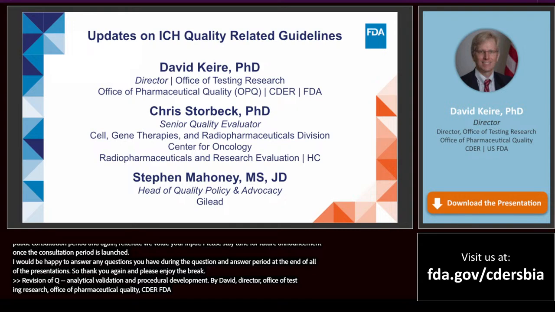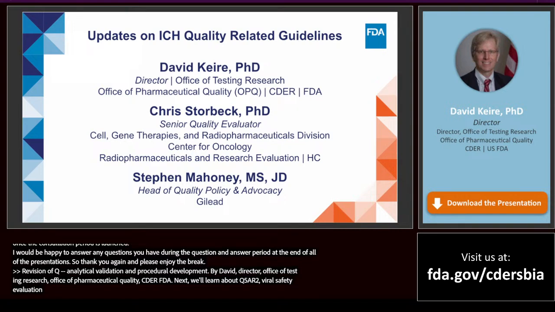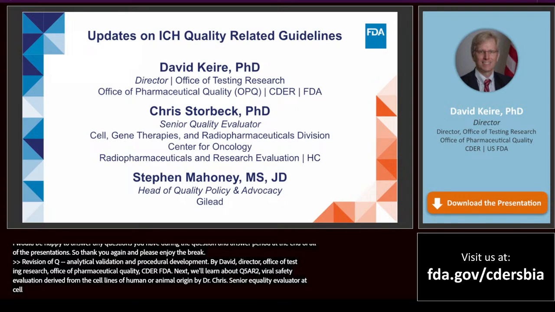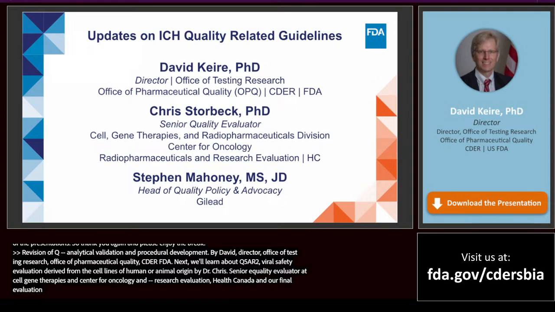Next, we'll learn about Q5AR2, viral safety evaluation of biotechnology products derived from cell lines of human or animal origin by Dr. Chris Storbeck, Senior Quality Evaluator at the Cell, Gene Therapies, and Radiopharmaceuticals Division, Center for Oncology, Radiopharmaceuticals and Research Evaluation, Health Canada. And our final presentation in this session is on Q9R1, Quality Risk Management by Stephen Mahoney, Head of Quality and Quality Policy and Advocacy, Gilead.